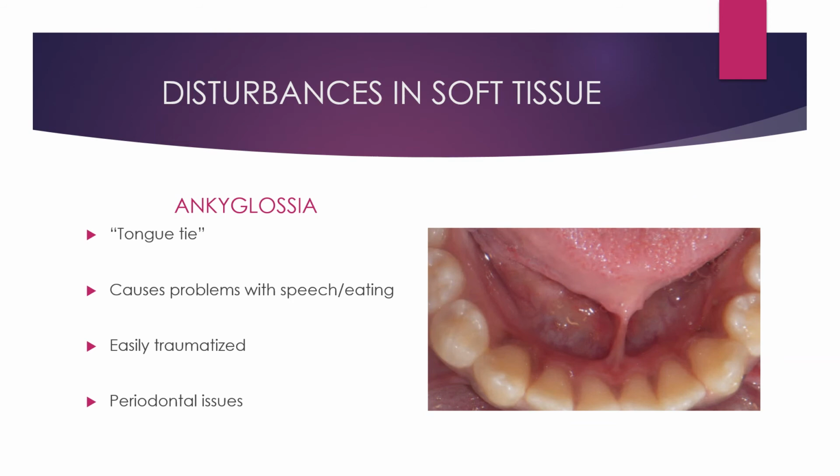Ankyloglossia is often called tongue tie. The problems it causes are speech and eating, depending on the size and the condition of the length of the tongue tie. It's easily traumatized, and it does cause periodontal issues.